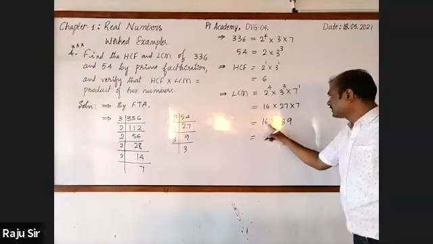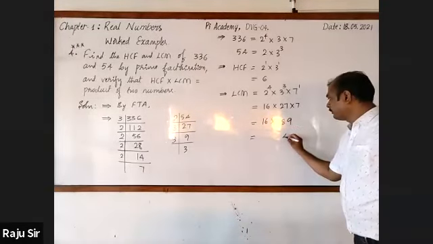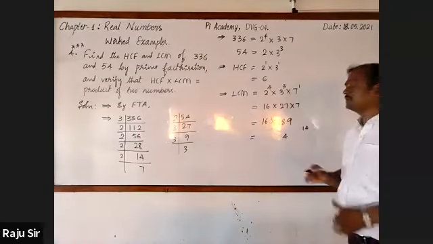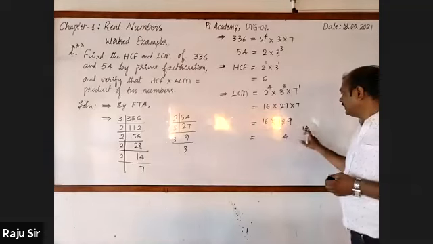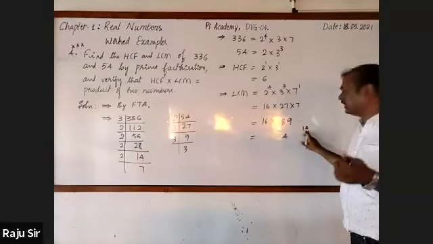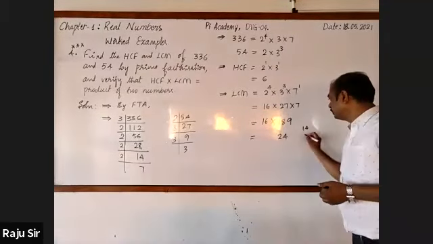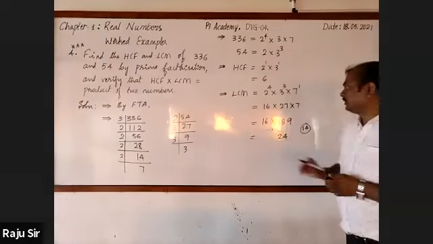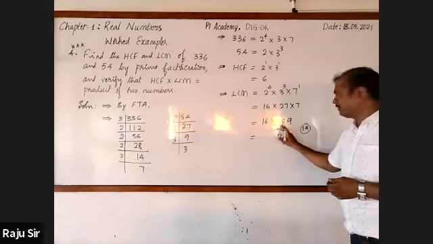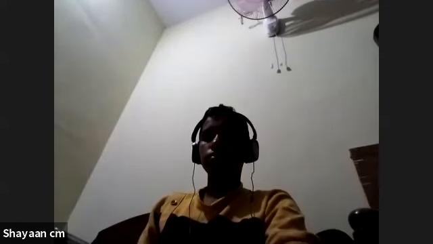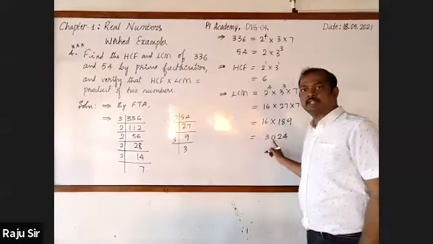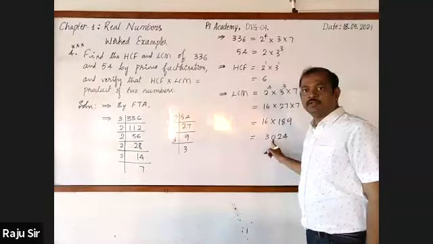Multiply. 16 nines are 144. 14 is the carry. 16 eights are 128 plus 14, 142. Again 14 is the carry. 16 ones are 16 plus 14, it is 30. 3024. This is LCM. Sir, 18,144 is equal to 18,144, sir.